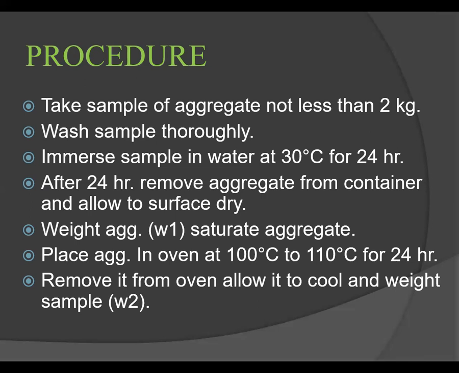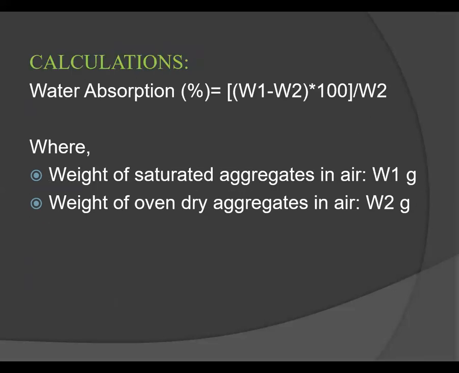So after that, to find the water absorption in percentage, the formula is (W1 minus W2) divided by W2, multiplied by 100. Where W1 is the weight of saturated aggregate in air, measured in grams, and W2 is the weight of oven dry aggregate in air, also measured in grams. Okay, so from this formula we get the water absorption in percentage.